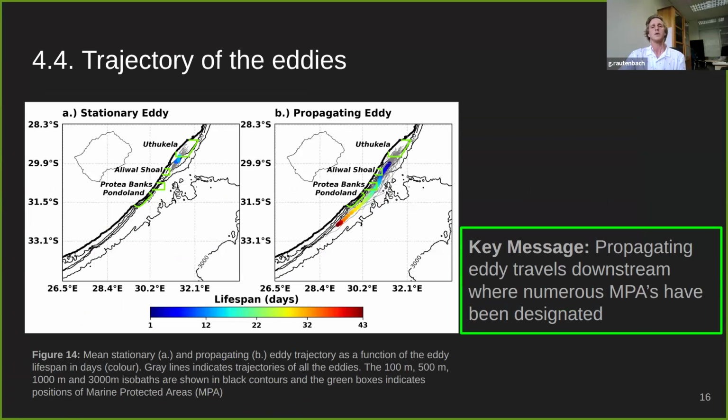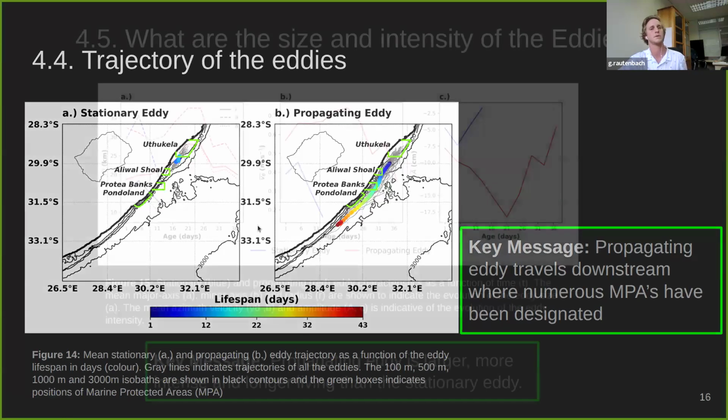So this points to the idea that the stationary eddy remains within the KwaZulu-Natal Bight, which you can see here on the left-hand side, where it just remains as a blue dot in the center of the Bight. Whereas the propagating eddy detaches from the KwaZulu-Natal Bight and propagates downstream, where obviously we have numerous marine protected areas. There's obviously a function of time, so not in all cases will your propagating eddy go all the way down, but it will propagate downstream of the Bight.